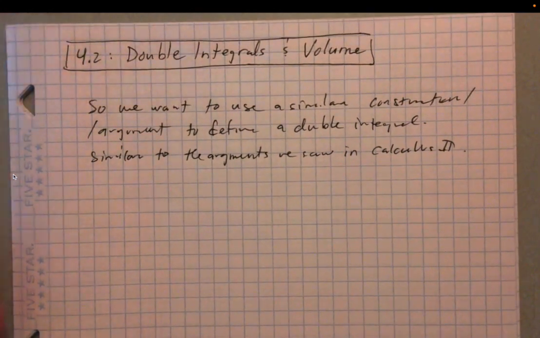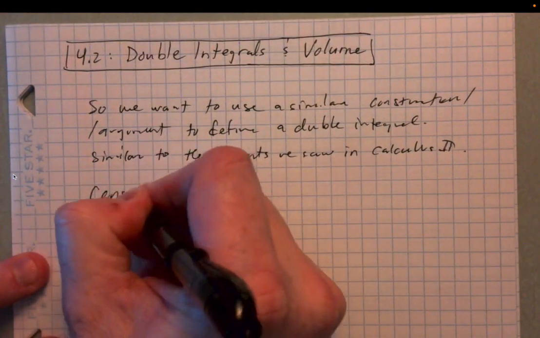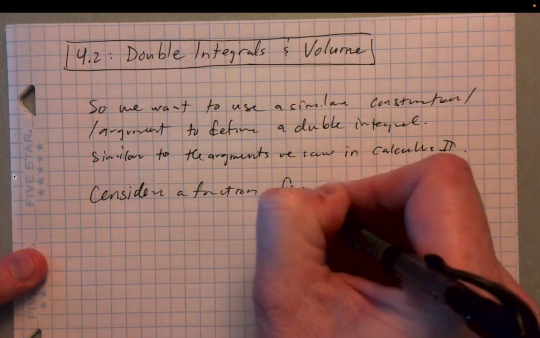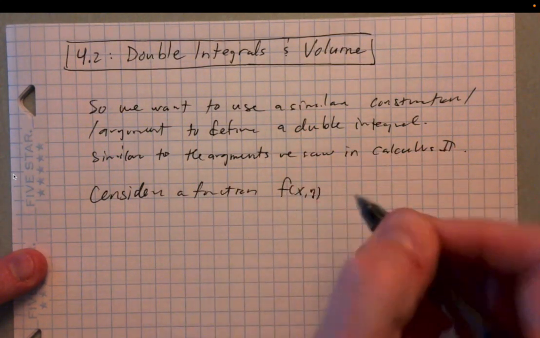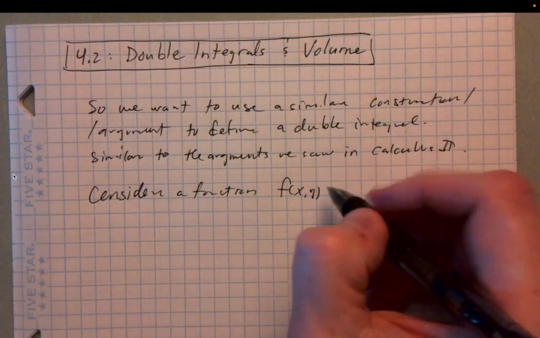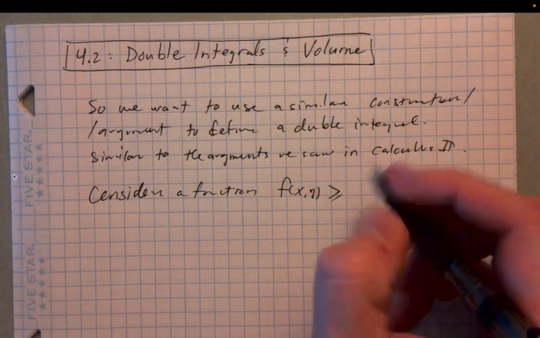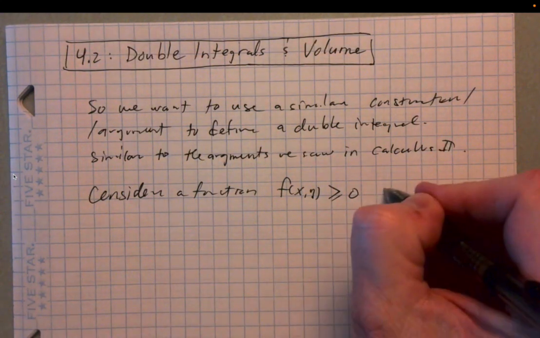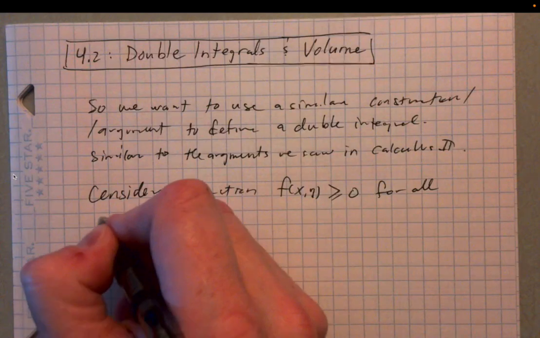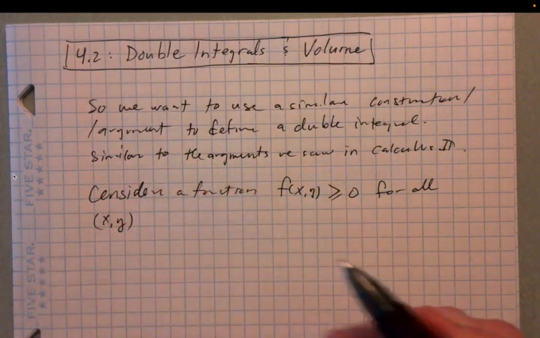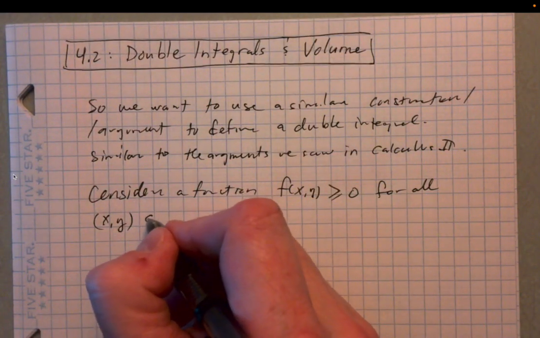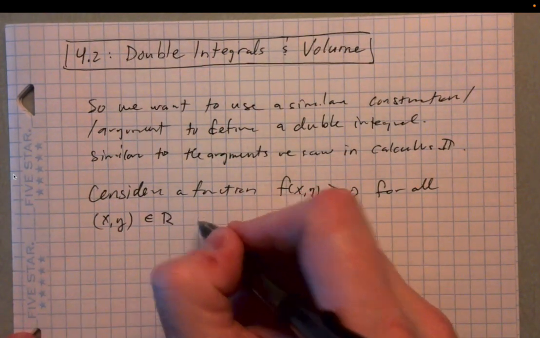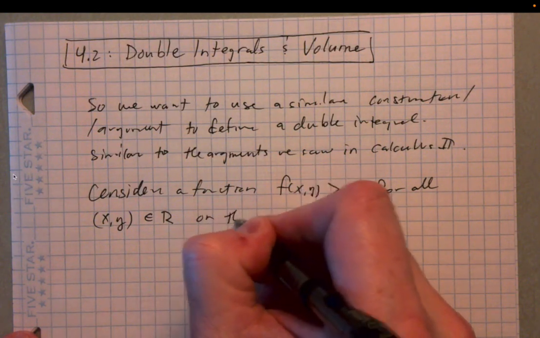So we want to consider a function f of xy, and specifically, we're going to make this function non-negative for all xy defined, for all xy in some region we'll call R. And this region R is going to be on the xy plane.